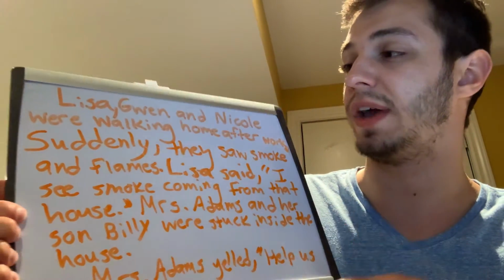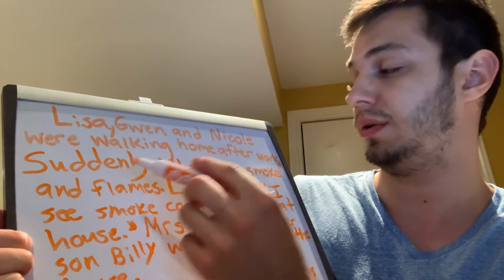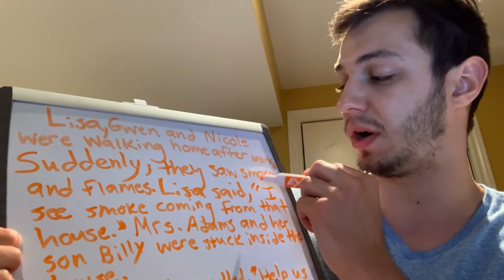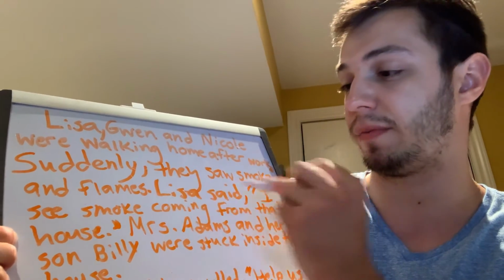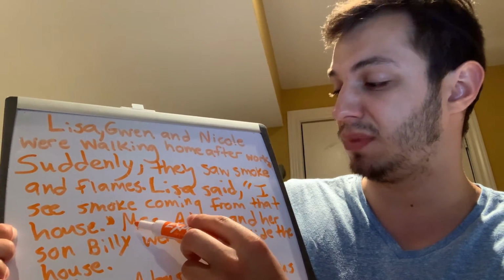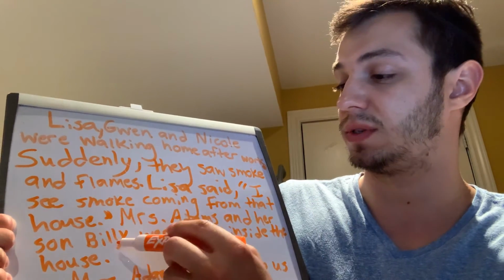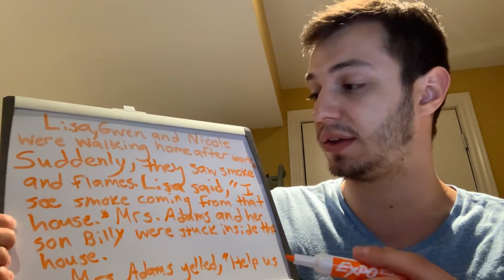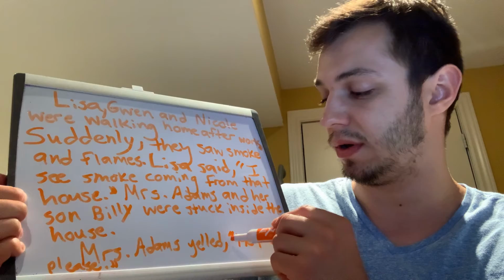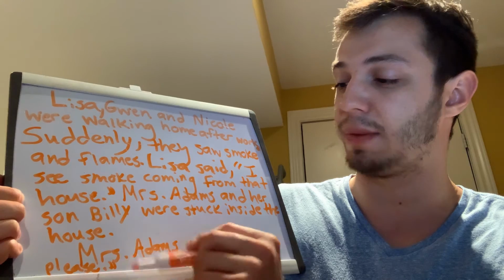Right, so this is the story that we have so far. Lisa, Gwen, and Nicole were walking home after work. Suddenly, they saw smoke and flames. Lisa said, and then I have my comma, quotation marks, I see smoke coming from that house, period, closing quotation marks. And then we introduced Mrs. Adams and her son Billy. So Mrs. Adams and her son Billy were stuck inside the house. Now that we have a new person speaking, it's not Lisa anymore, we had to start a new paragraph, right? Mrs. Adams yelled, I put in my comma, my quotation marks, help us, please, period, and then my closing quotation marks.